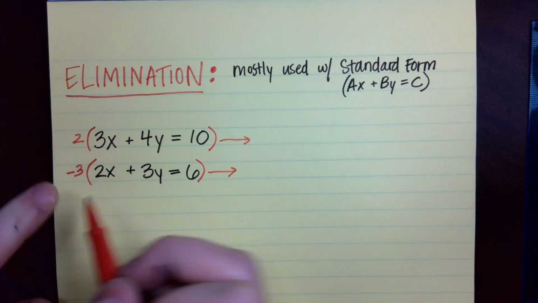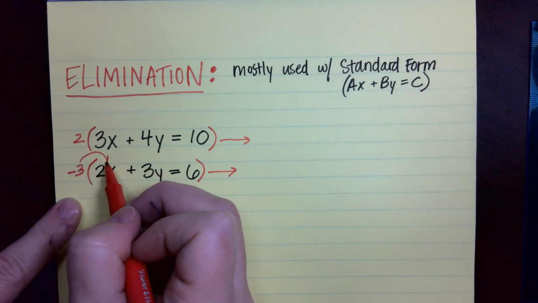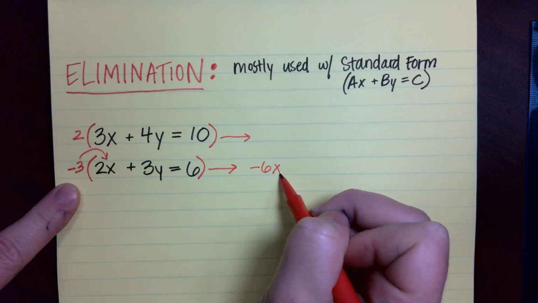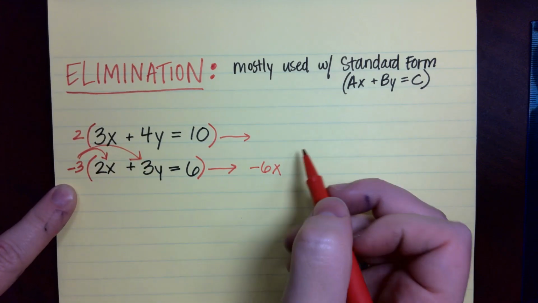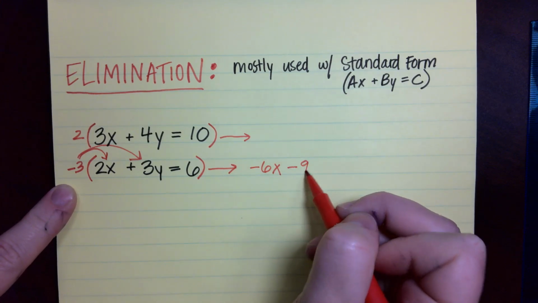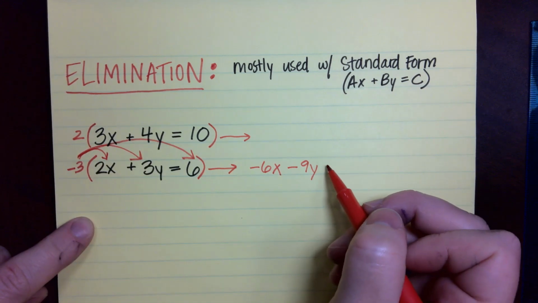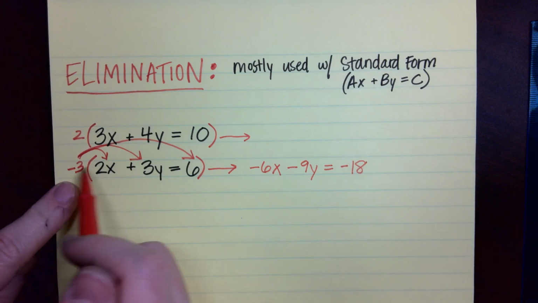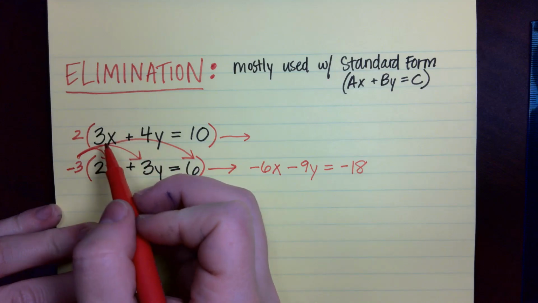So I'm multiplying, so I'm going to be distributing this number here. Negative 3 times 2x is negative 6x. Negative 3 times 3y, that's going to give me minus 9y. Negative 3 times 6 is going to give me negative 18. Alright, is everybody with me so far with what I'm doing here? Awesome. So let's do this top one now.